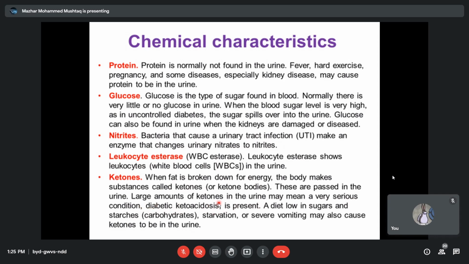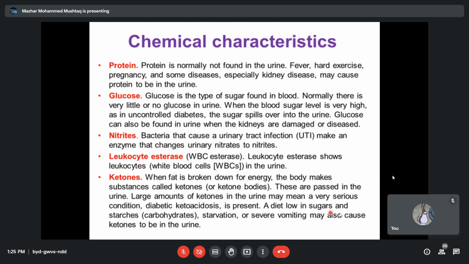Diabetic ketoacidosis means the patient is diabetic already, and his condition is bad. His sugar levels are very high, and not well maintained. He is not taking the anti-diabetic drug properly, or it has been aggravated somehow. So ketones basically indicate uncontrolled diabetes, that the person is suffering from uncontrolled diabetes.